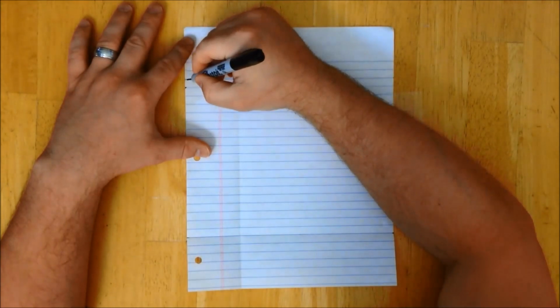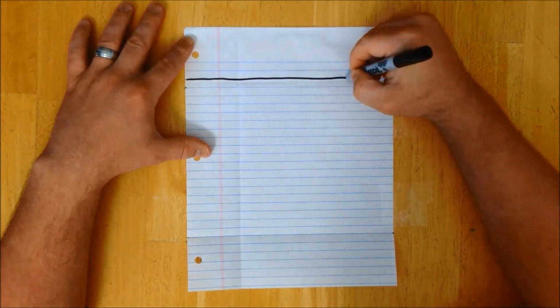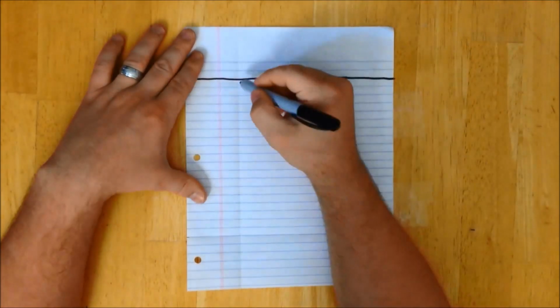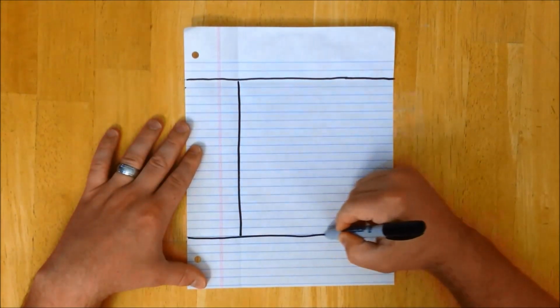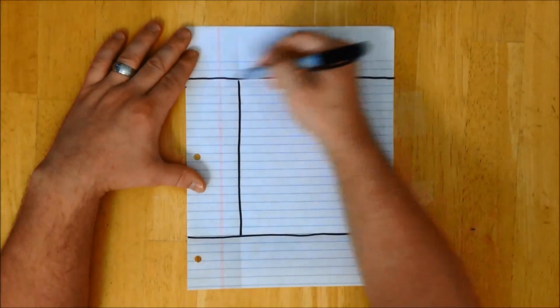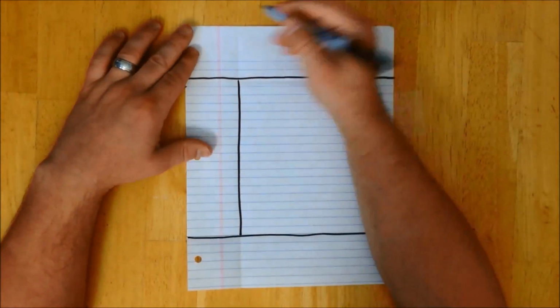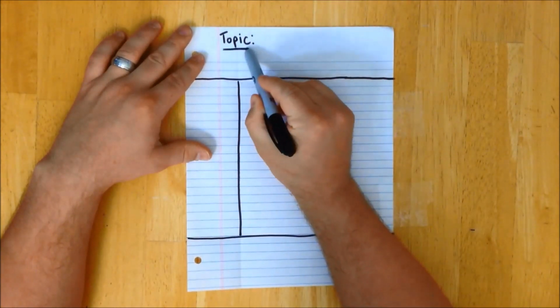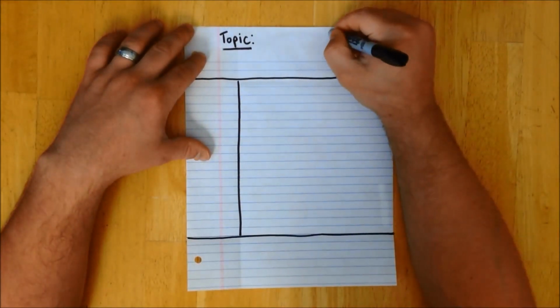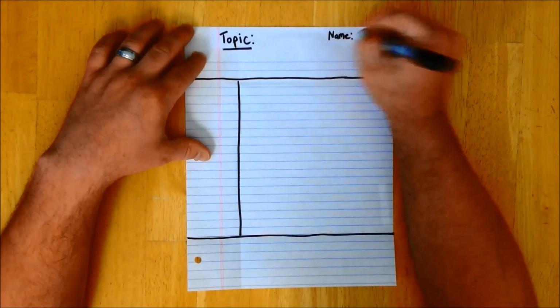So, go ahead and draw your line across the top crease. Then draw another line along the left-hand crease. And then draw another line along the bottom crease. Now we have a nice template for our Cornell Notes. The next step is to go ahead and put in our titles. The first title is Topic. This is going to be the actual topic of your notes.